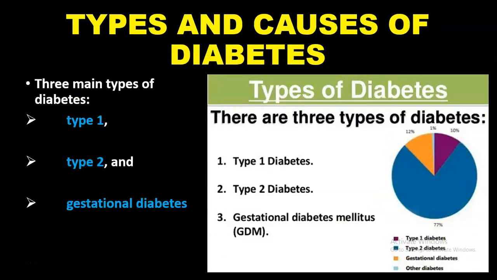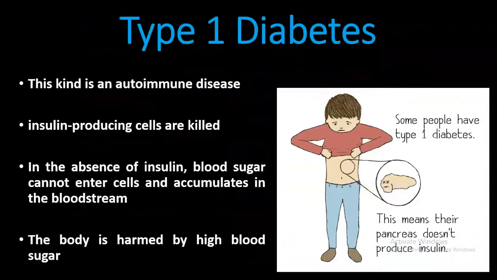So, types and causes of diabetes. There are three main types of diabetes. We have type 1 diabetes, type 2 diabetes, and gestational diabetes. That is diabetes while pregnant. So let's have a look at type 1 diabetes.